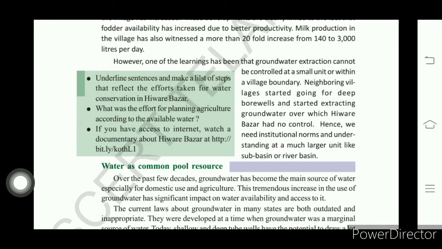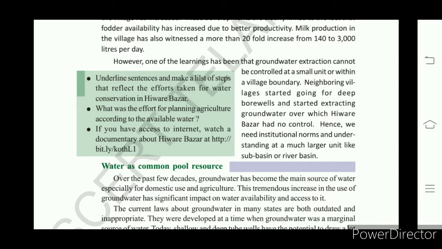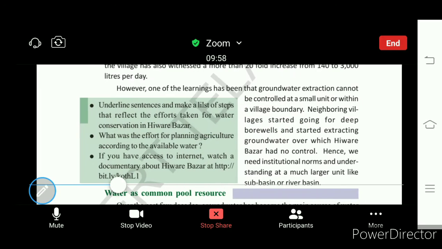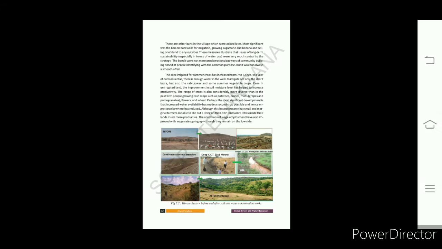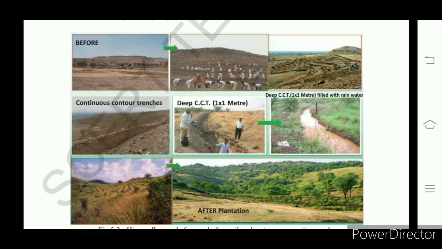Students, today we look into water as a common pool resource. Yesterday we discussed the four bandis and Hiware Bazar village. Then what changes have come in Hiware Bazar village with all those things? There was a lot of improvement in Hiware Bazar village that we have seen, right? And here was the change in Hiware Bazar village. Take a look at this figure given here.